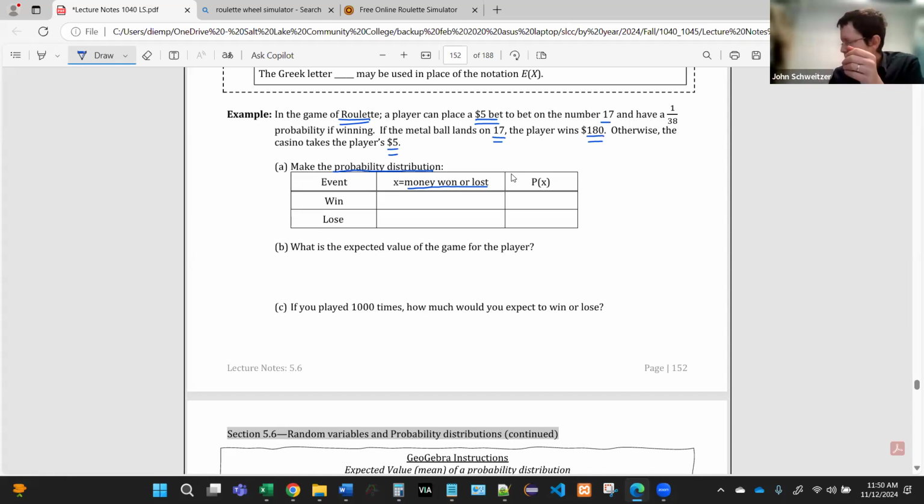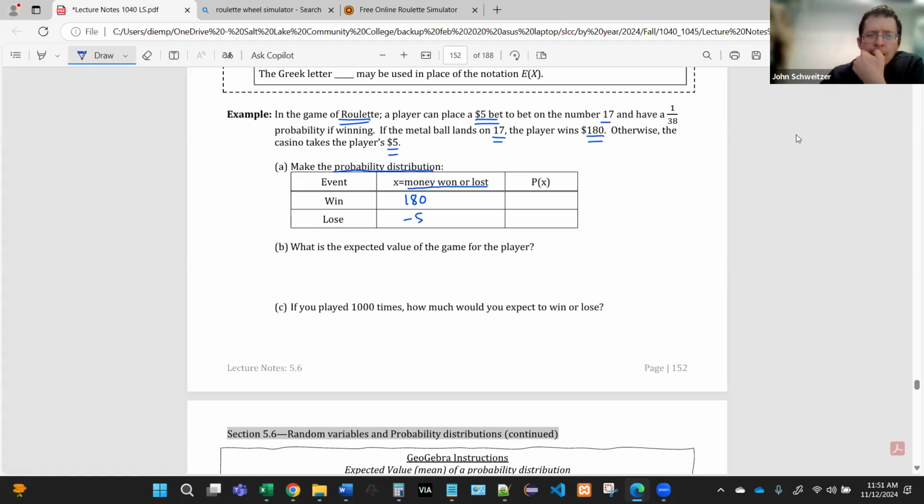So the two events are you win or you lose. If you win, you win $180, because you get your $5 back. The $5 just sort of floats and then you get it back, so it's not like you won 5 or lost 5. The 5 is irrelevant there. You win $180. If you lose, then you really do lose the $5. So it's negative because that's money going out. The 180 is positive because that's money coming in. Those are the two values of the random variable. Those are the only two things that can happen when you play this game, typically.